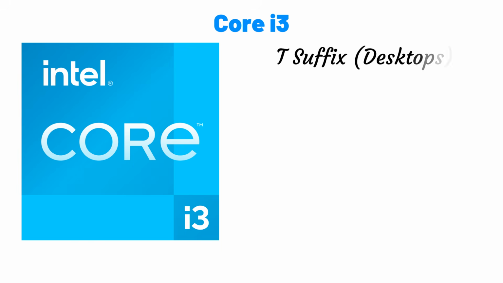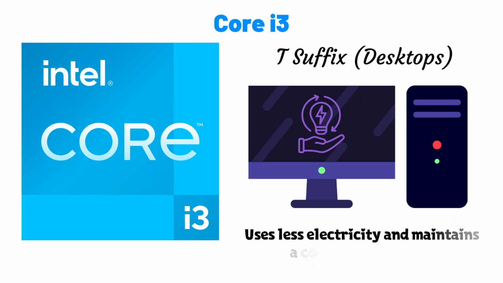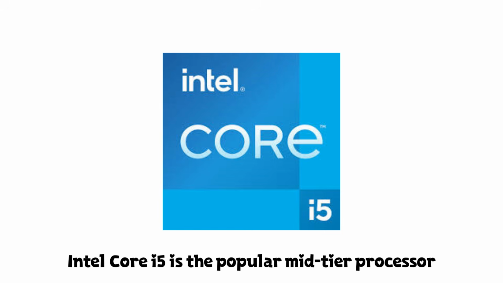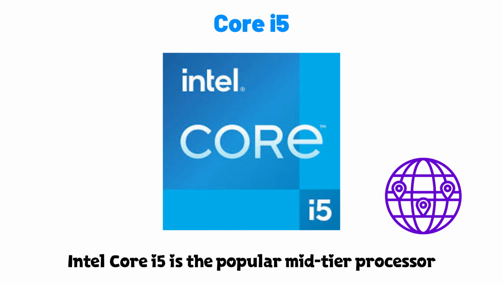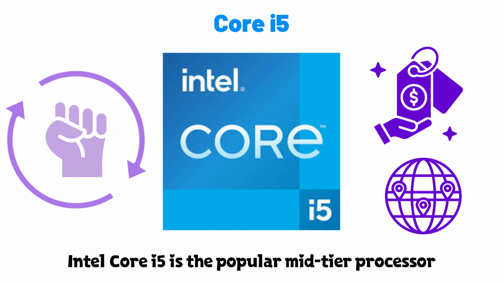T suffix, desktops. There is also the T version, which is built for low-power desktops. This makes it perfect for compact PCs or office setups because it uses less electricity and maintains a cooler temperature. Core i5. The Intel Core i5 is the popular mid-tier processor and is one of the most widely used CPUs by many people. This is because it remains affordable while being substantially more powerful than the Intel Core i3.